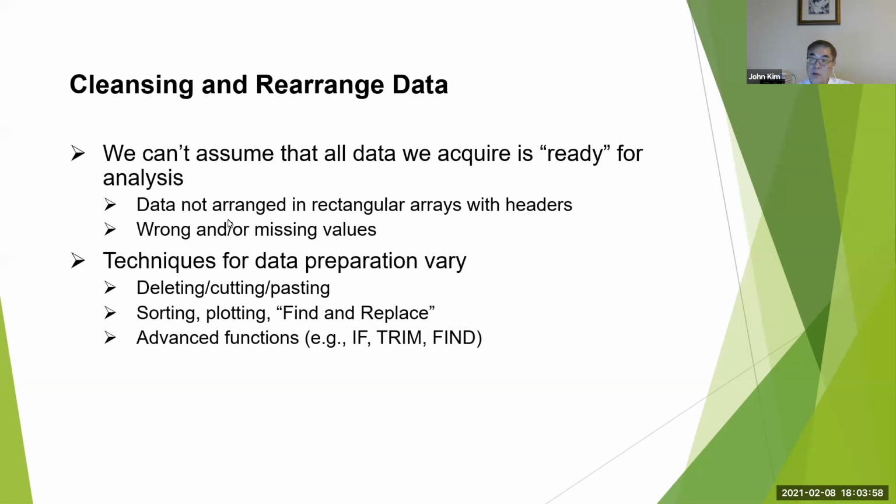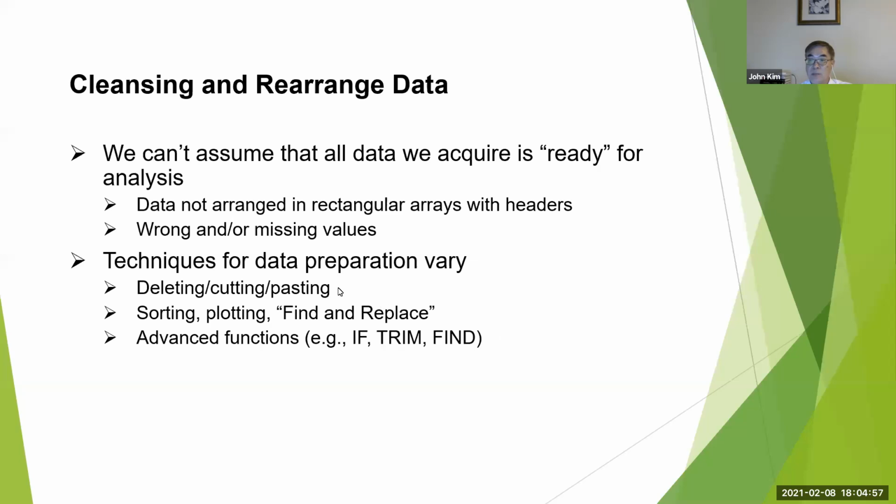Like this, data not arranged in a rectangular array with headers. In certain statistics applications, Excel or SPSS and so on, sometimes we can only use column data, but sometimes the data has the date and then certain variables together. In that case we need to change it. And then sometimes there are wrong or missing values. Then we should find the missing value, wrong value, and then change, clean, get rid of, and so on.